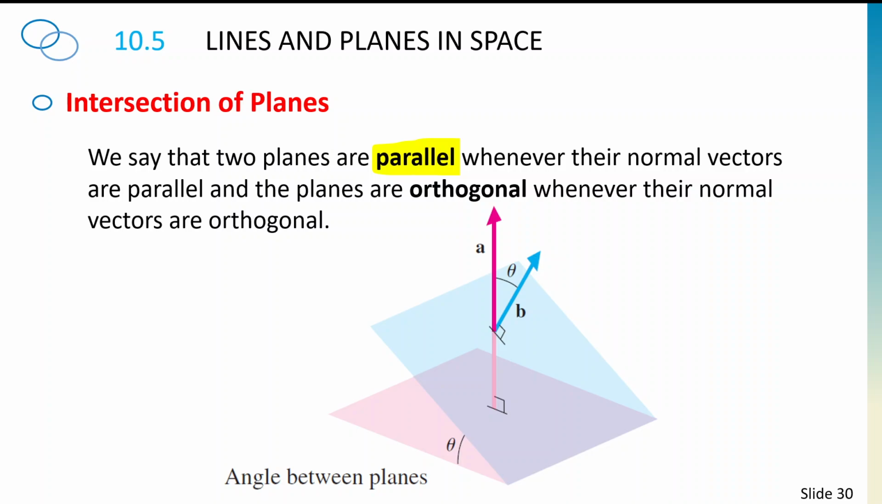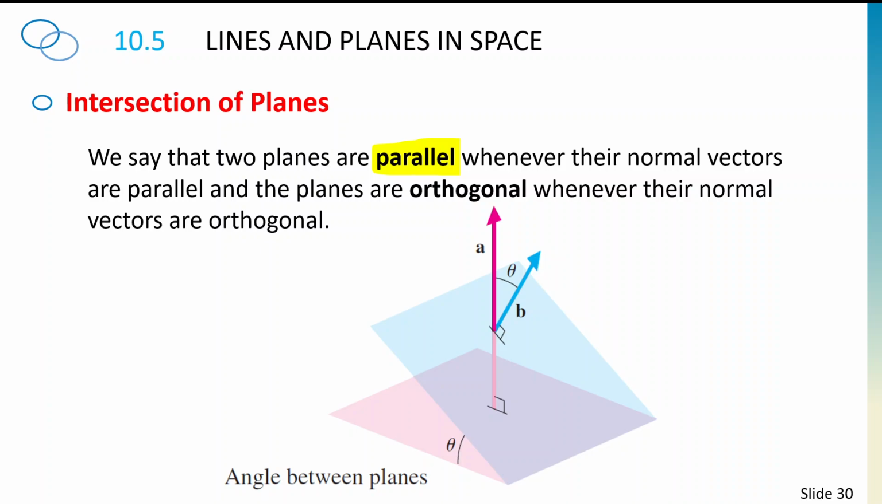Now again, this is similar to the definition that we saw before. It says that if you have 2 planes and they are parallel to each other, that's whenever their normal vectors are parallel, and the planes are orthogonal whenever their normal vectors are orthogonal. Same just like the definition before. So they have the same behavior. If the 2 planes are parallel, then their normal vectors are parallel to each other. If the 2 planes are perpendicular, then their normal vectors are again perpendicular to each other. That's it.